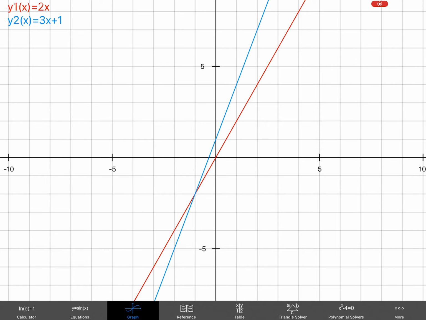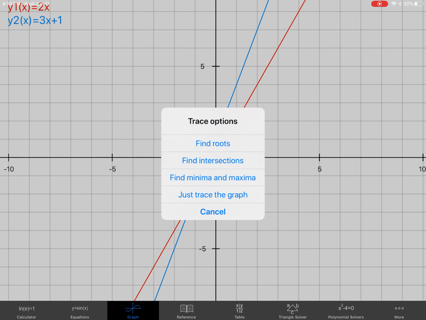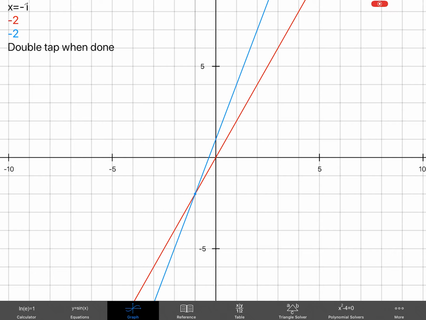So for this calculator, I'm going to double tap, find intersection, and up at the top left corner, you can see it says x equals -1, and then you see two -2's. What that's saying is that on the red line, it's at -2, and also on the blue line, it's -2. So this is a point of intersection. This is where the two lines are the same.